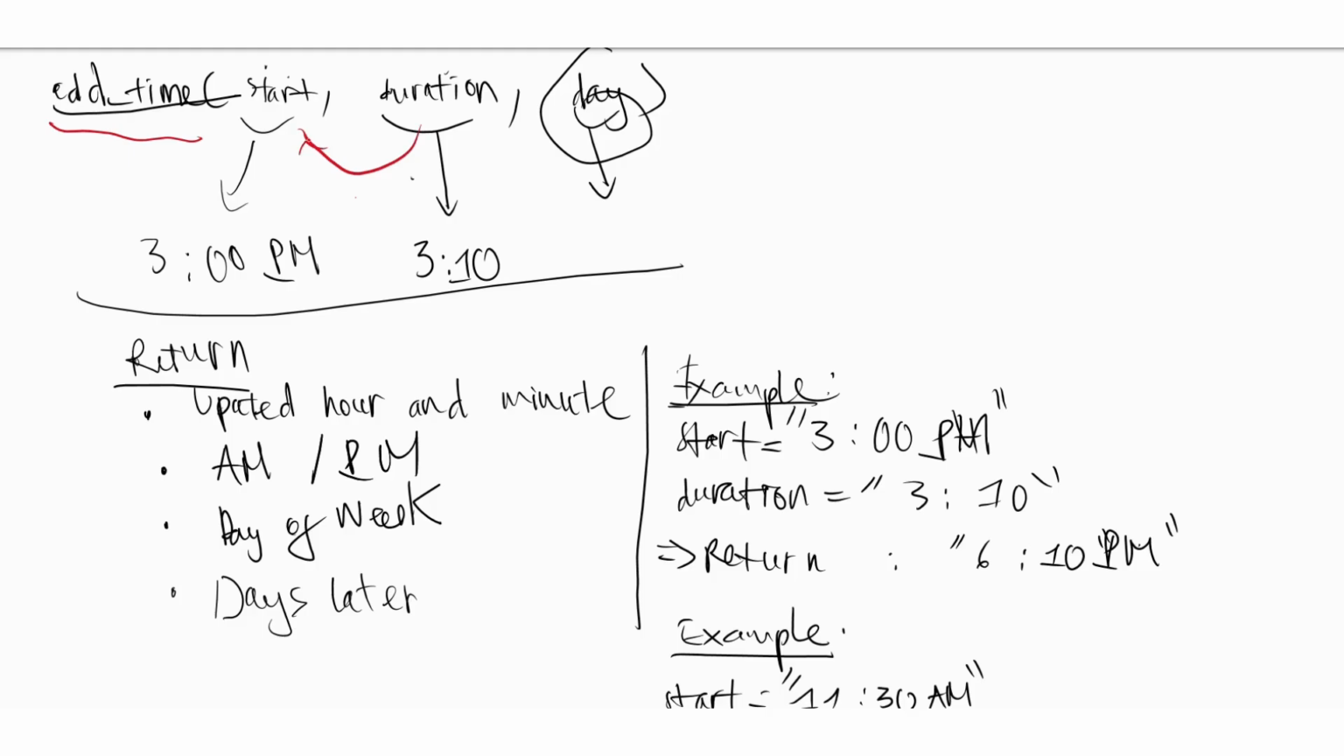So the start would be text, for example, a 12-hour clock format, like 3 p.m., but in a format like 3:00 PM, with a space between them, not just a normal string, and the duration like 3 hours and 10 minutes, and the day can be Monday, Tuesday, Wednesday, and so on. It's just a usual day in a week.